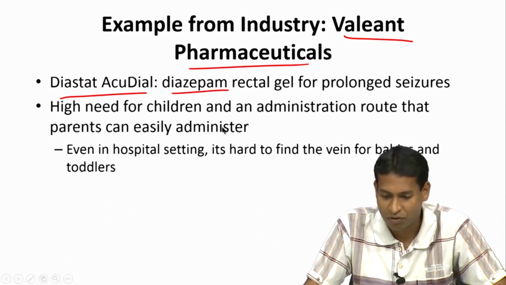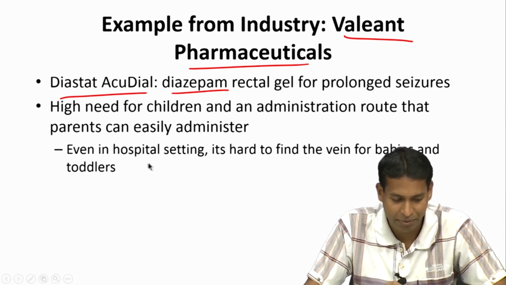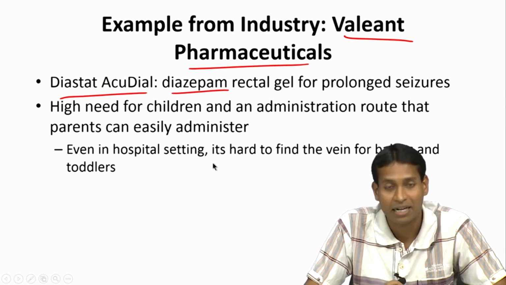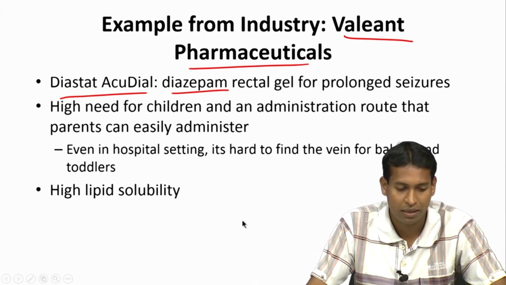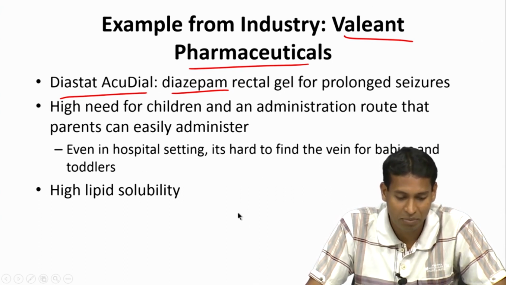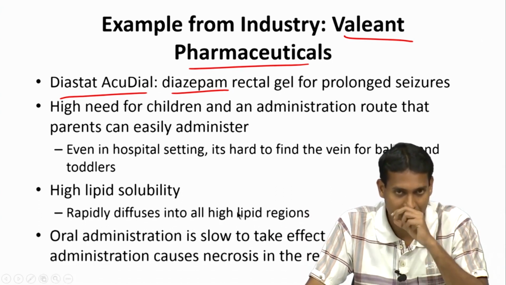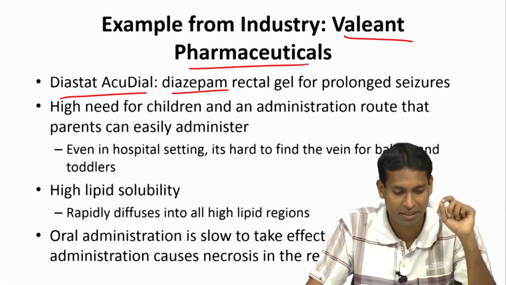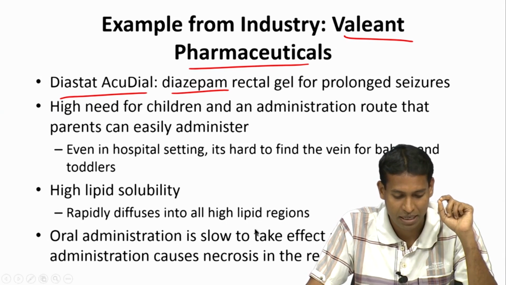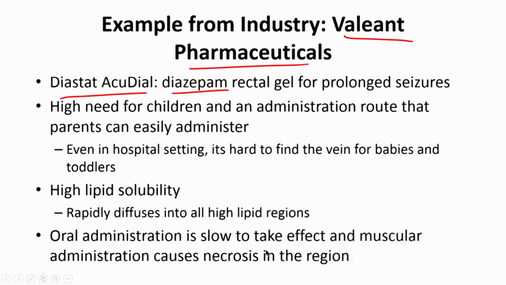As I said, this is a high need for children, parents can easily administer it. Even in the hospital setting, it is hard to find a vein for babies and toddlers. This has high lipid solubility, so it rapidly diffuses into all high lipid regions, and this particular drug, the Diastat AcuDial diazepam, oral administration is slow to take effect, and then again in the babies especially, you do not want to punch the muscles too much, it may cause necrosis and prevent development from happening.